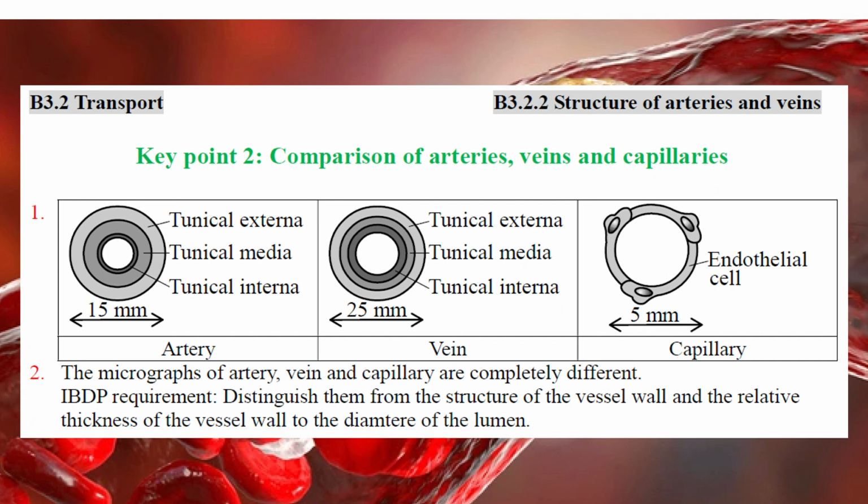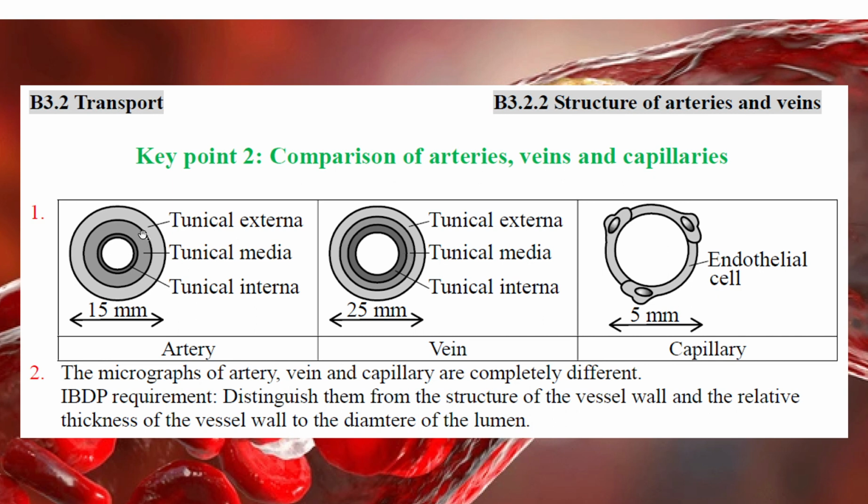Beside the capillary, there are two kinds of blood vessel. One is artery and one is vein. Artery is for blood flowing from your heart outward, and for the blood flowing back inward, we call it a vein. They have different structures. You have to see it.